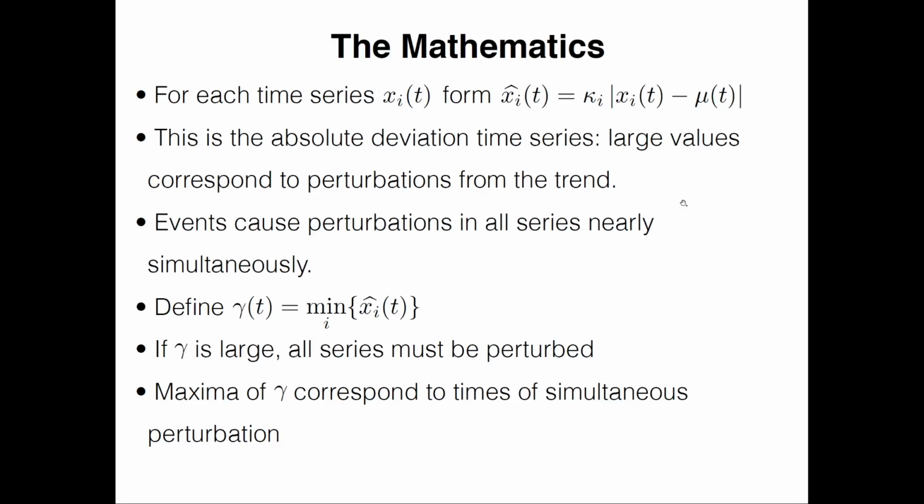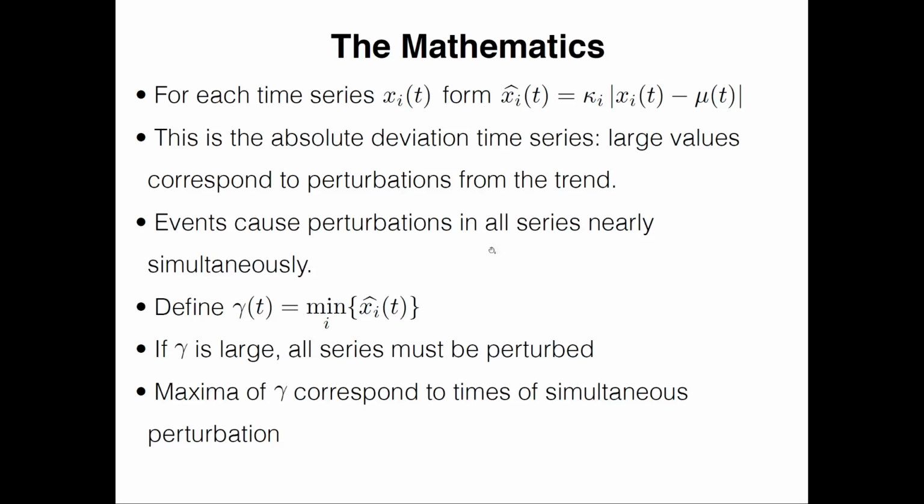Okay, so here's the mathematics of that idea. For each time series, you form this perturbation time series, which is the time series subtracted from the background state and scaled as necessary. This is the absolute deviation time series. Okay, so large values correspond to perturbations from the trend. So for each of these time series, it has a large value if it's far from the trend.